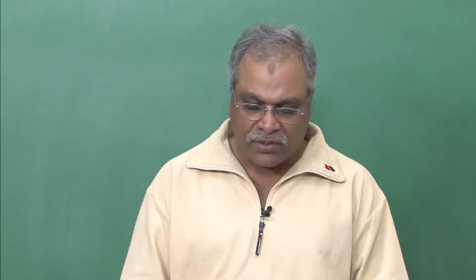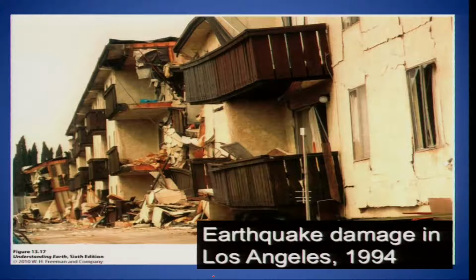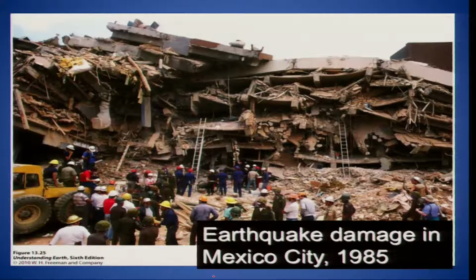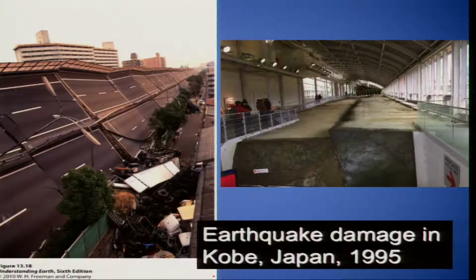Here are a few examples from 1994. This is the Los Angeles earthquake damage pattern. Not many houses collapsed. This is from the 1995 Mexico City earthquake, huge damage. This is from the 1995 Kobe earthquake.